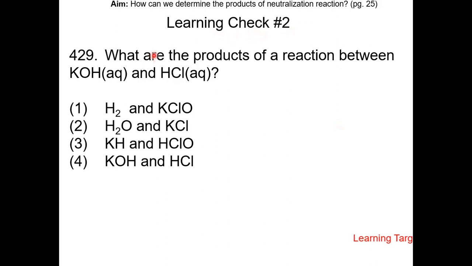Learning check number 2, what are the products of a reaction between KOH and HCl? Pause the video and resume as completed. KOH is the base, HCl is an acid. So this is a neutralization reaction. So the product will be salt and water. So the answer is choice 2.